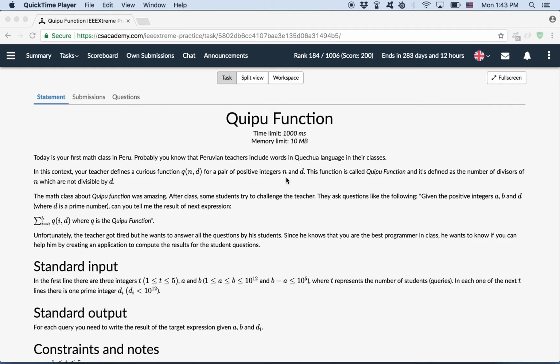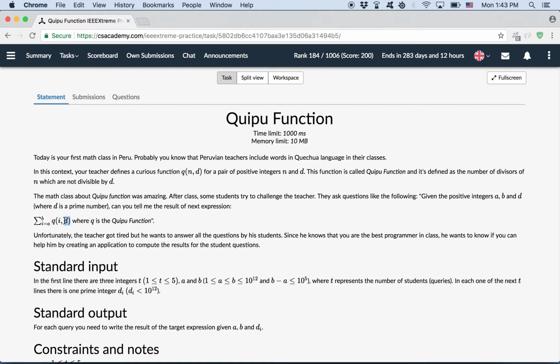The Quipu function is a function which, for a given number n and a given number d, asks us how many divisors n has which are not divisible by d. Okay, so that's the function, and the problem actually asks us to find the Quipu function for all i between a and b. For a particular test case, d will be fixed.